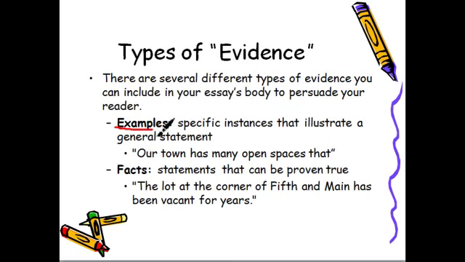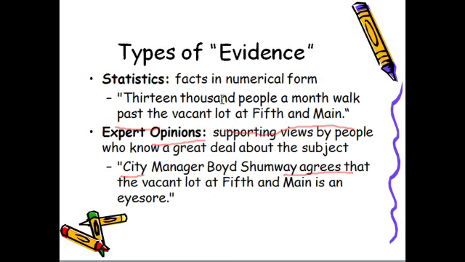One of the first types of evidence you'll see is examples. These are usually specific instances that illustrate a general statement. So you can see from the example here, our town has many open spaces. That's an example. One of the other types of evidence you could use is facts. These are statements that can be proven to be true. Other types of evidence include statistics, which are facts in numerical form, and then expert opinions. And these are supporting views by people who know a great deal about the subject.